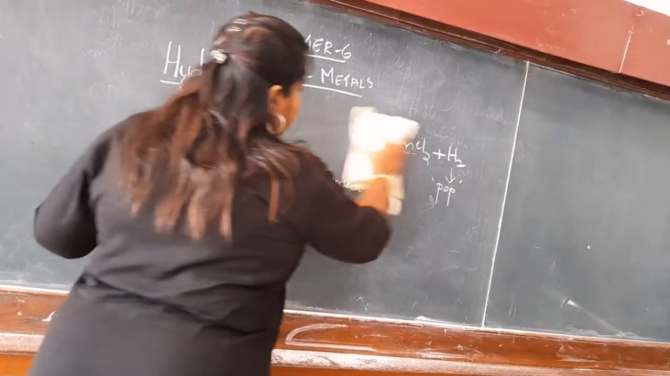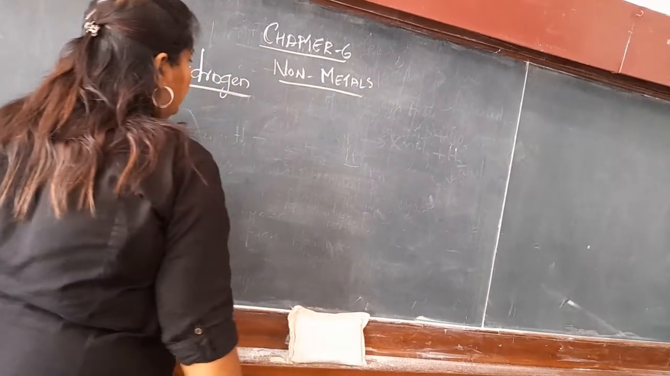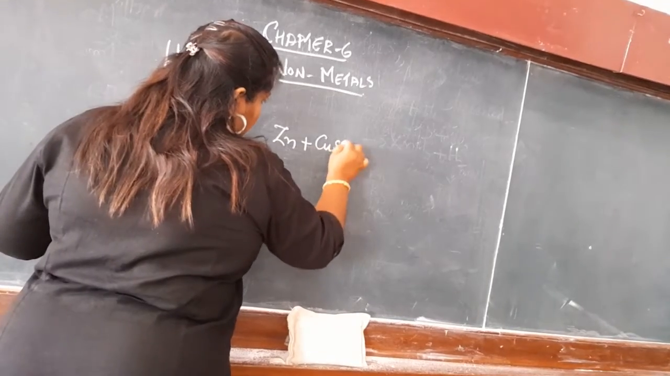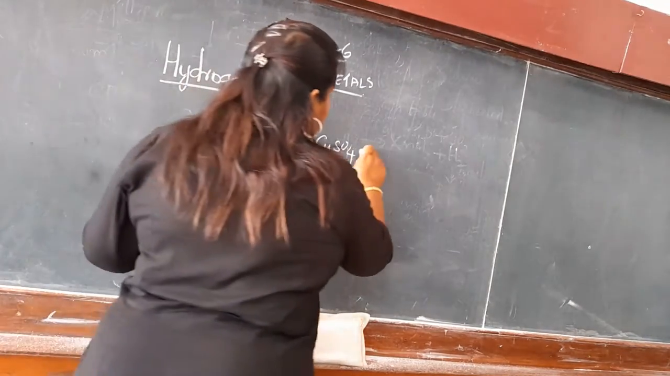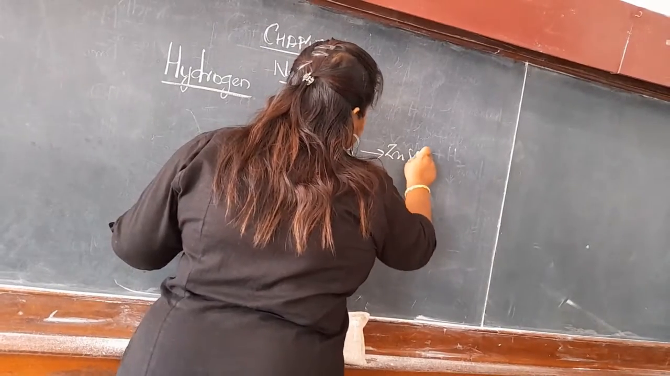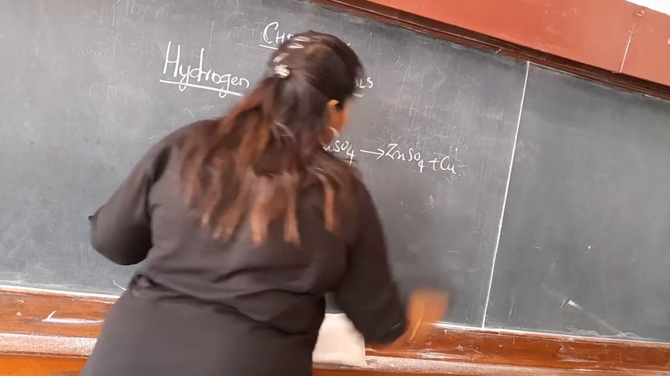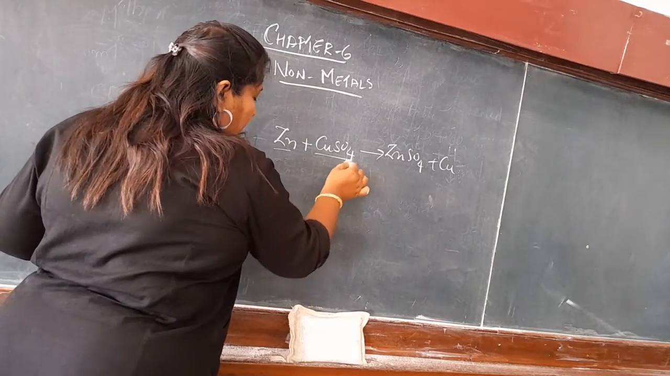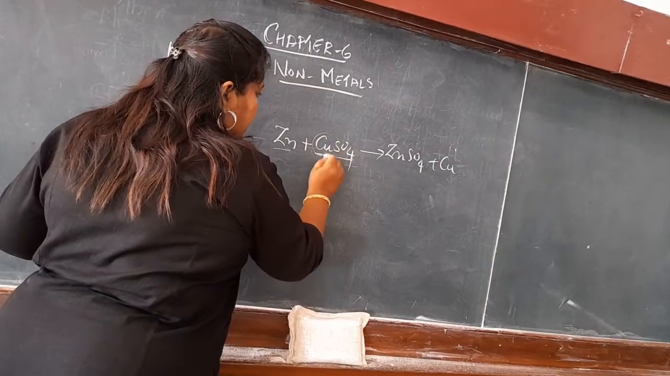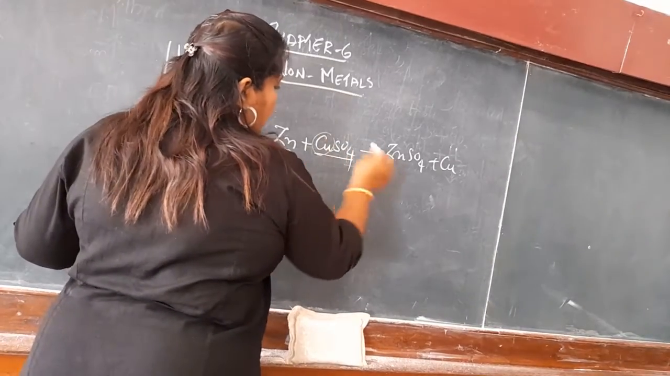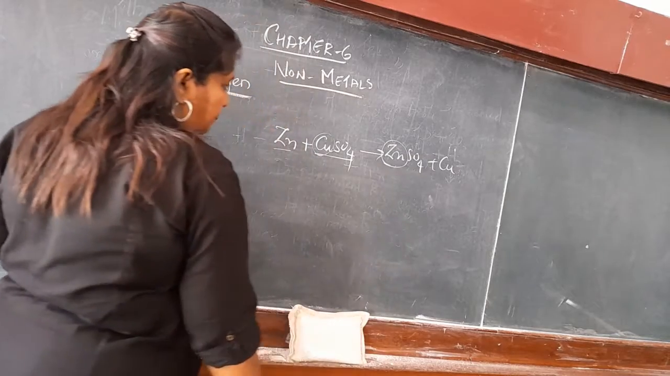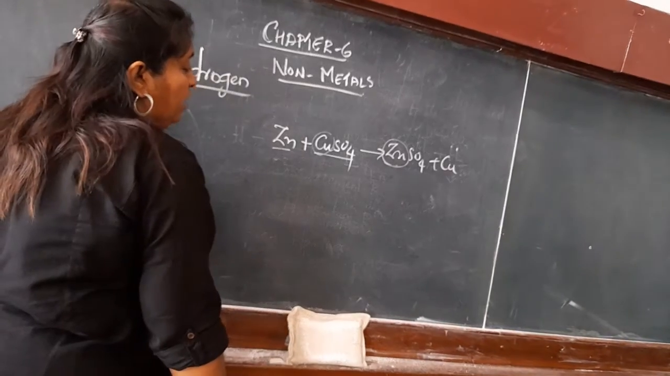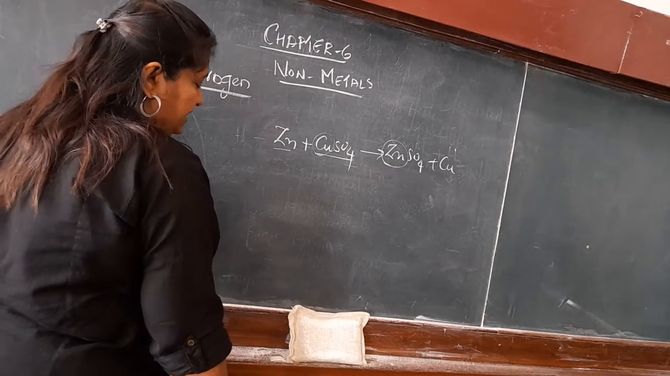Now, I will show you another example. Zinc plus copper sulfate gives zinc sulfate plus copper. So here you can see zinc reacts with copper sulfate and the copper is replaced, or displaced, by zinc, and zinc comes to this place with sulfate. Copper is displaced and zinc is substituted here. And this type of reaction is known as a displacement reaction.